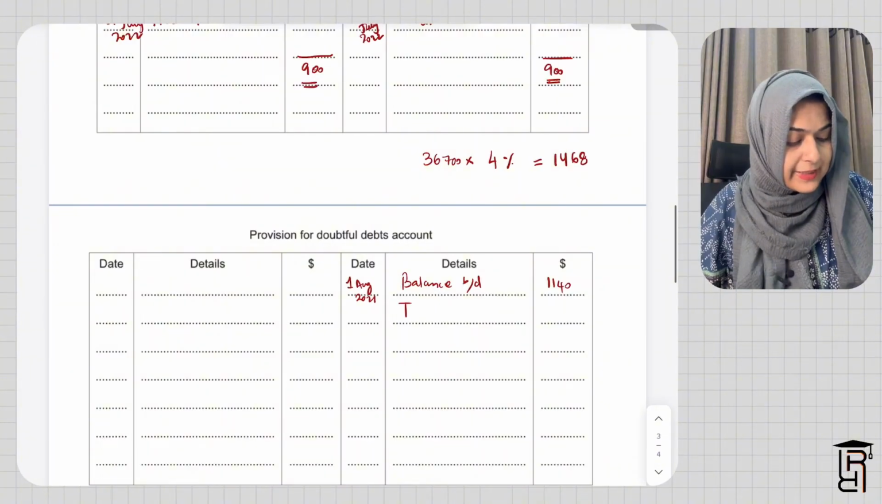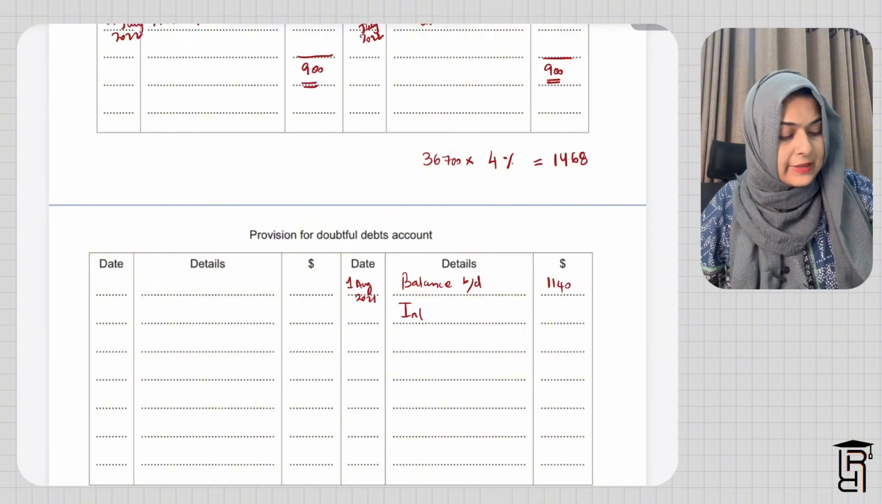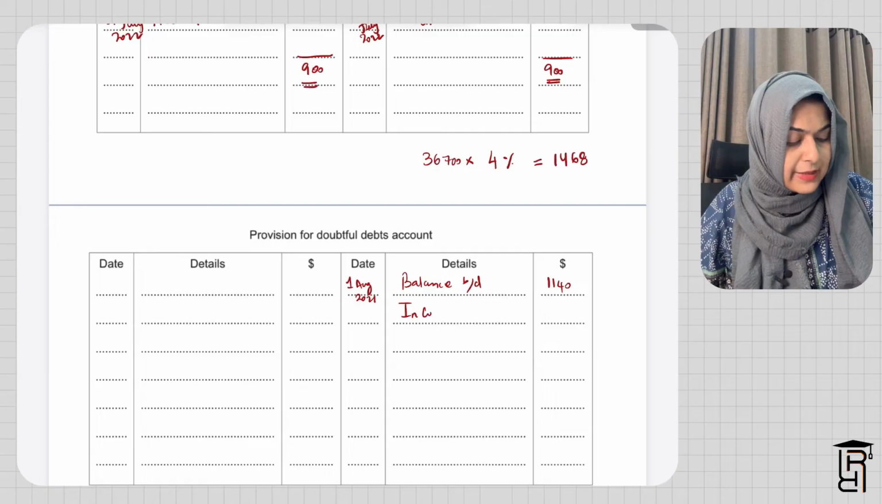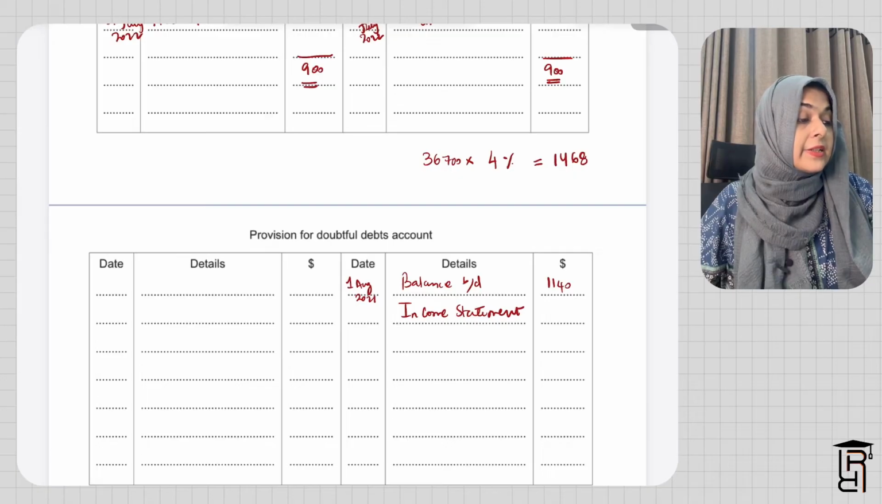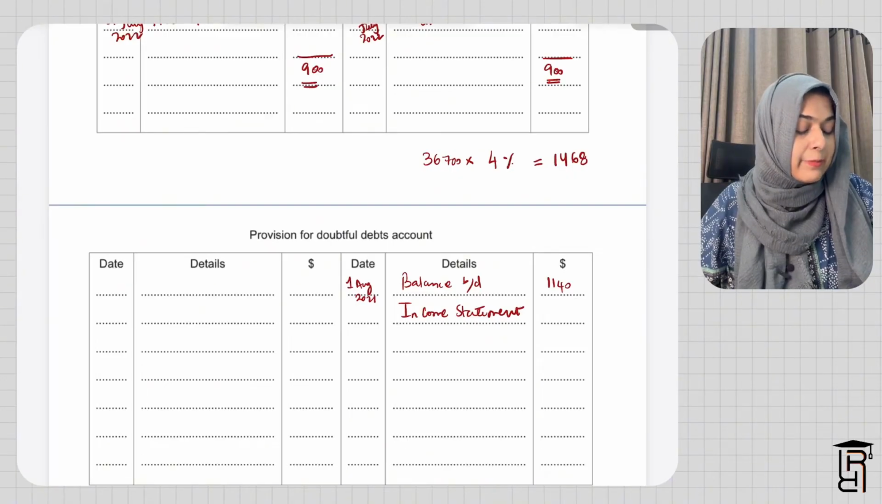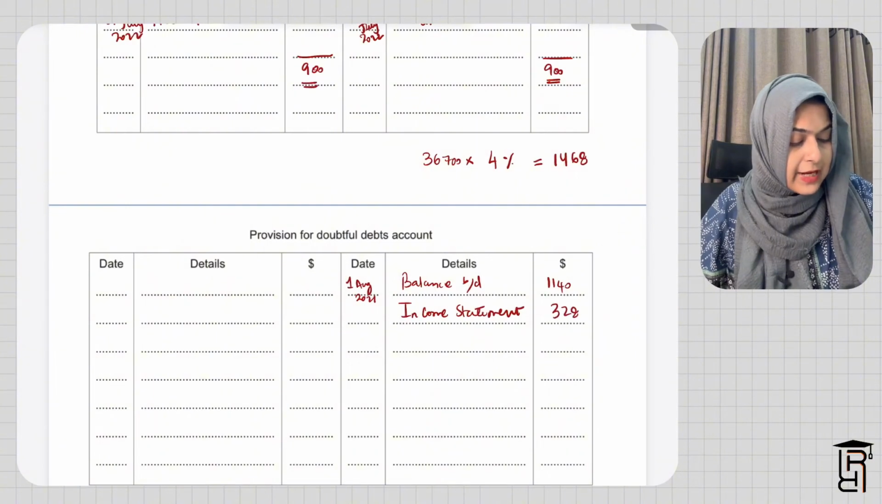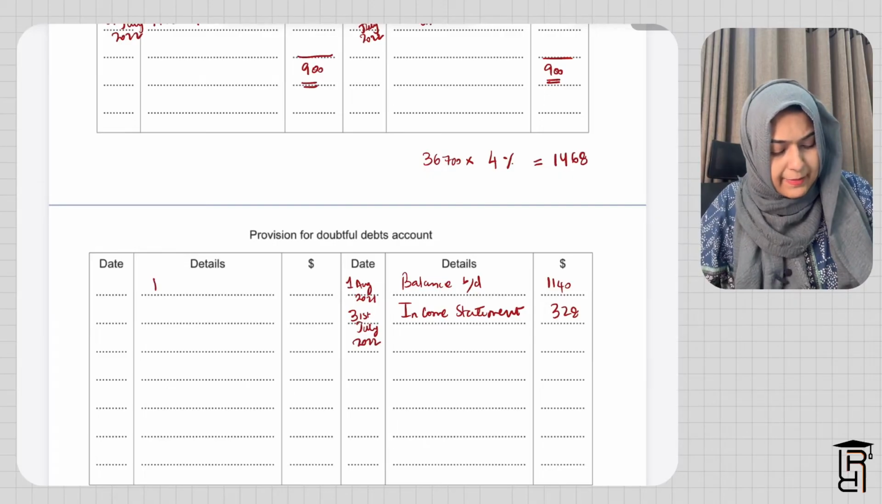I'll write here income statement. Whenever provision is increased, you record that on the credit side of the provision for doubtful debts account. So I'll write here income statement, and I will write here 1468 minus 1140 will give us 328, and I will write here 31st July 2022. And then my balance carried down will come out to be 1468.